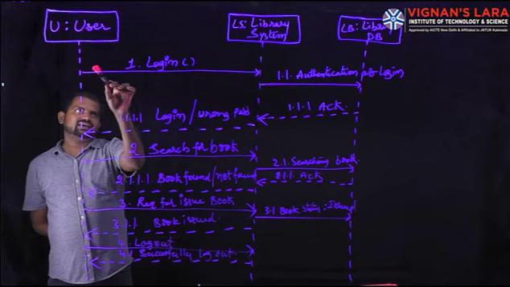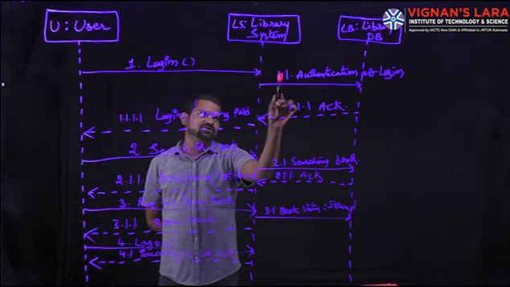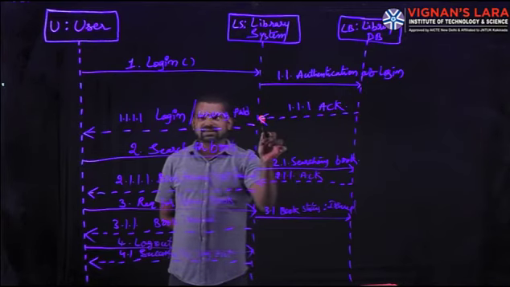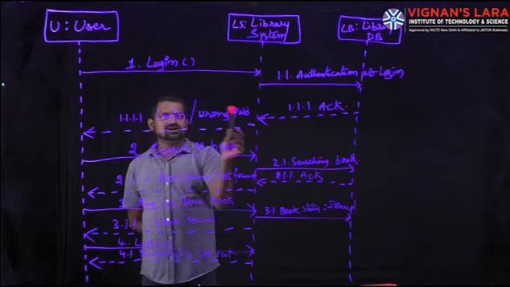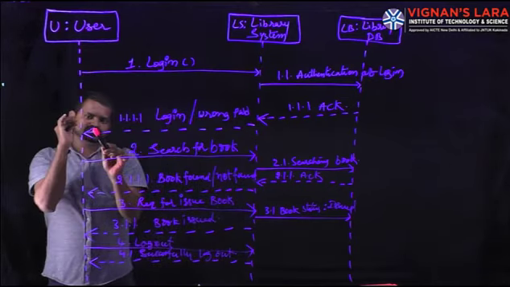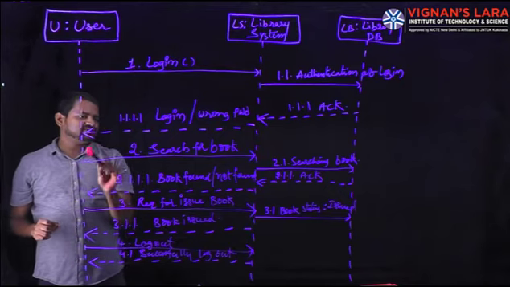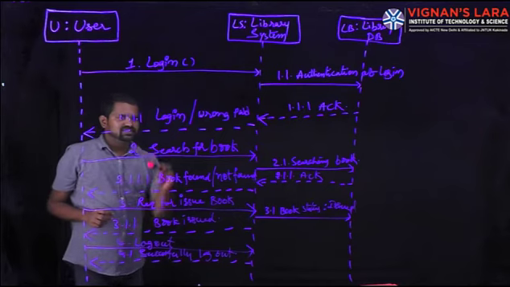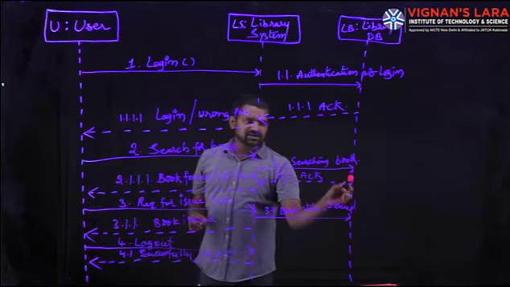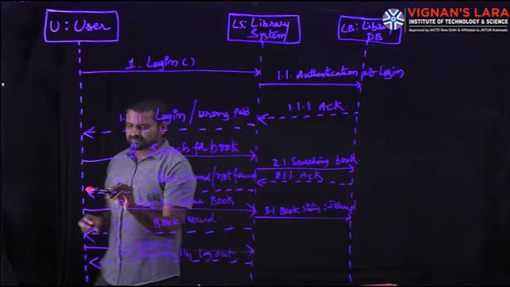First, the user can log in to the library system. After that, the second step, sequence step 1.1: authentication of login. If the login is authenticated, the login page will be displayed to the user. After displaying the login page, he or she has to search for a book. After the book search, the book is available, and an acknowledgement is given to the user that the book is available.